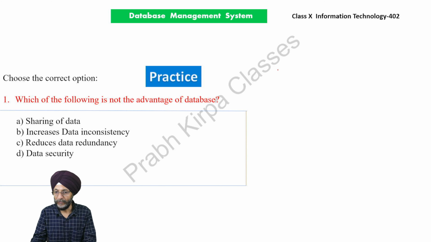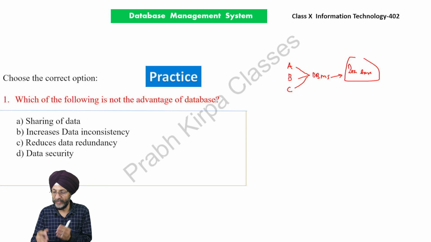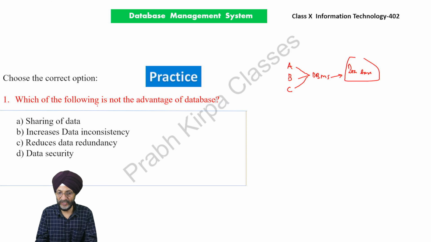This is correct because suppose there are three persons A, B, and C, and this is the DBMS and this is the database. So all these three persons get the same data from database with the help of DBMS, and there is sharing of data between these three persons. All these three persons can access the same data at the same time. So there is sharing of data. This is the advantage.